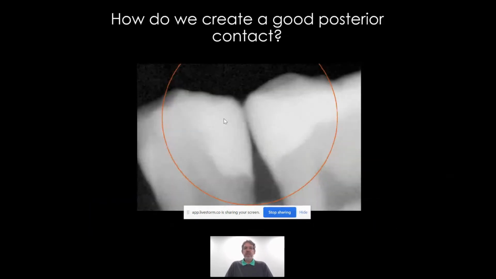So how do we create a good posterior contact? Well, first of all, we need ideal tooth separation. Number two is we need to know the exact location of the contact point or the contact area. Number three is we need to create that ideal proximal contour. And then most importantly, we need to seal the preparation margins, because typically, where do class 2 restorations fail first? Typically at the floor of the proximal box, you start seeing staining.